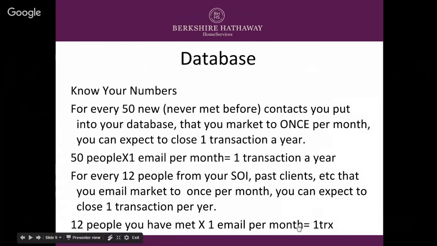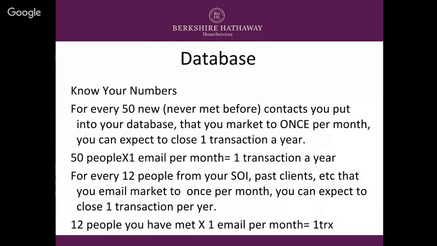As your business starts to grow, you'll track your own numbers. But just to give you an idea, for every 50 people that you've never met before, brand new contacts that you're meeting, that you put into the database, that you market to once per month, you can expect to close 1 transaction a year. So that's a ratio of 50 people, 1 email per month, 1 transaction. Now, for every 12 people that you meet that are from your sphere of influence, or their past clients or family that you put into your database, that you email market to once a month, you can expect to close 1 transaction a year.